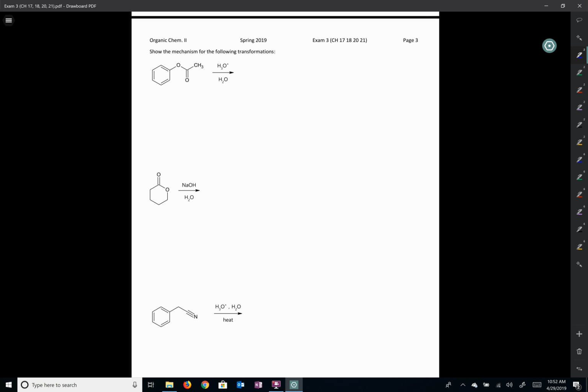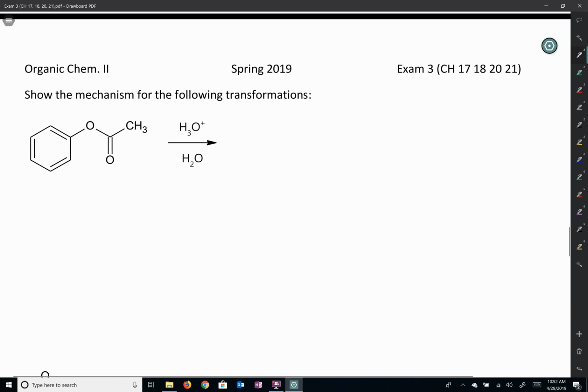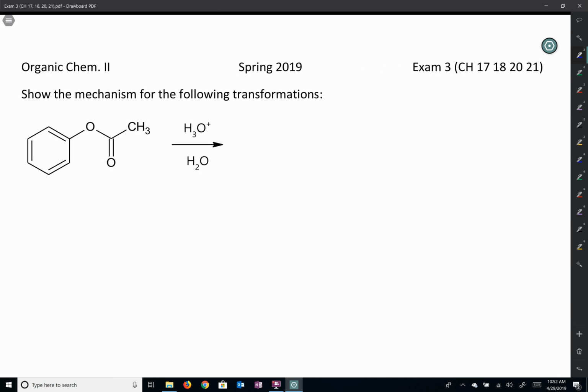All right, so we're looking at page 3, and it's all about them mechanisms. Starting at the top, we got an ester, and we're under aqueous acidic conditions.